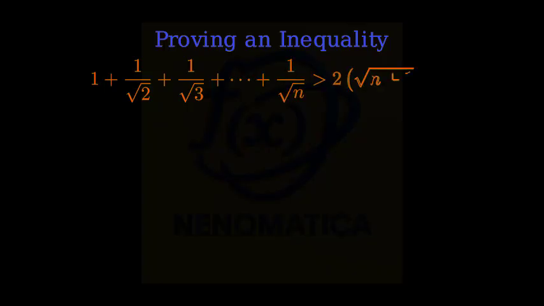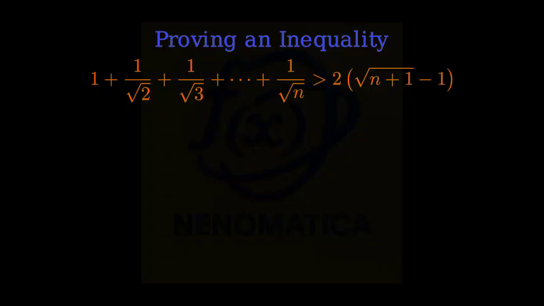Welcome to this mathematical video where we will prove an inequality. The problem asks us to prove the inequality shown on screen. We need to prove that 1 plus 1 over root 2 plus 1 over root 3 plus dots plus 1 over root n is greater than 2 times the quantity root n plus 1 minus 1.